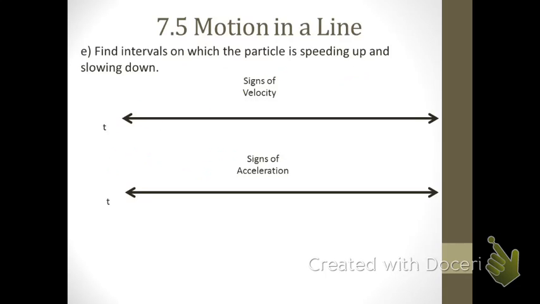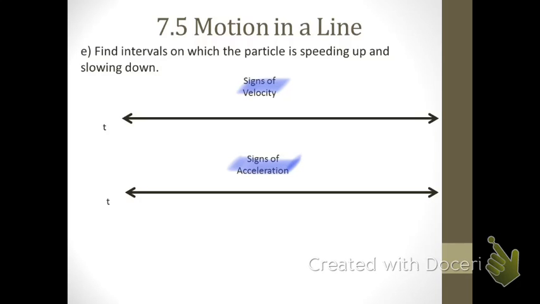And it's actually a bit of a doozy here. What we're going to do now is we're going to find the intervals for which the particle is speeding up and slowing down. Now I'm going to mark a few important things on these two number lines that you see right here, in which we're going to consider the signs of the velocity, and by that I mean when is the velocity positive, when is the velocity negative. And we're also going to look at the signs of acceleration.